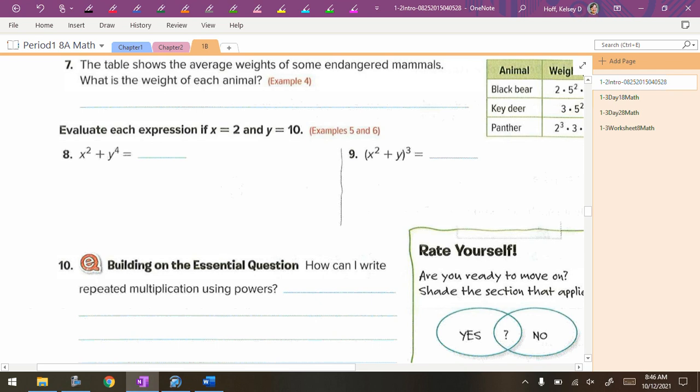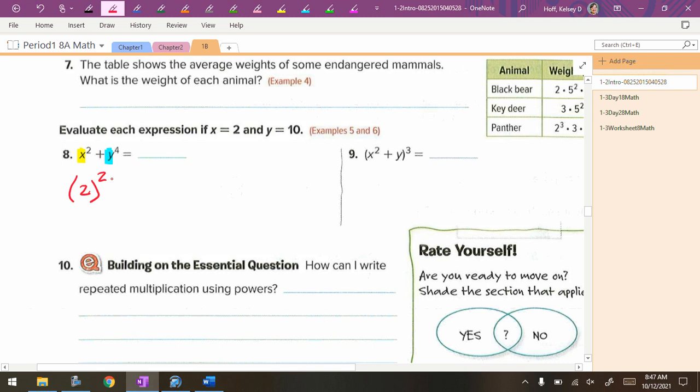Now, we're going to stay on this page here, and we're going to go down to number 8. Evaluate each expression if x equals 2 and y equals 10. And they say x squared plus y to the 4th. The first thing we have to do is replace these letters with numbers. What do they want x to be replaced with? 2. So I'm going to put in parentheses a 2, but then I can't forget my exponent of 2 on the outside. It was x squared, but we're replacing x with a 2.